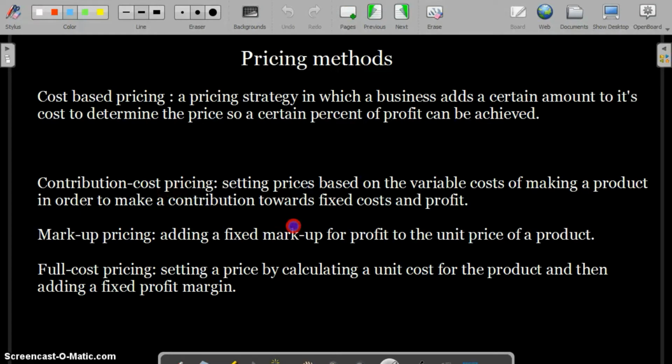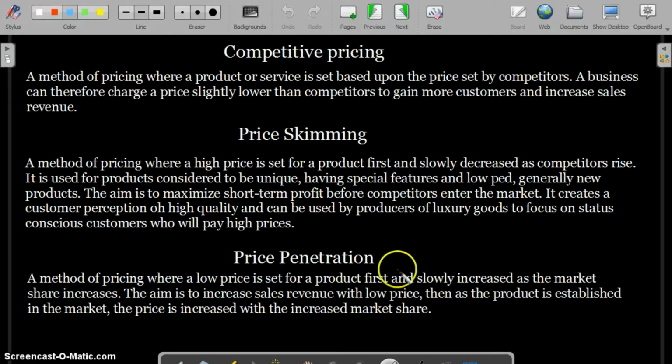Markup, you just add a markup to the profit, like 10%, 20%, 50% even. And full cost pricing is where you determine the unit cost of production and then add a fixed profit margin, like how much profit margin do you want on that product after calculating the unit cost, of course. Then there's competitive pricing, price skimming, price penetration. Let's look at them one by one.